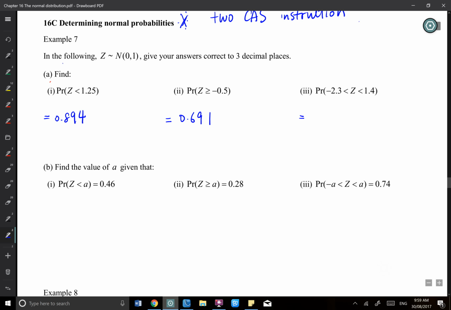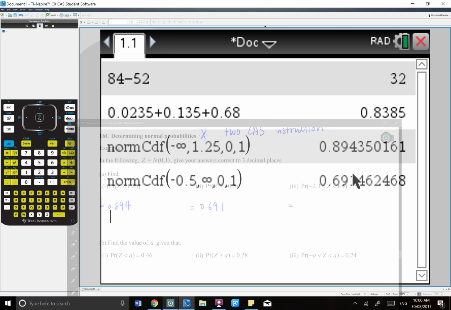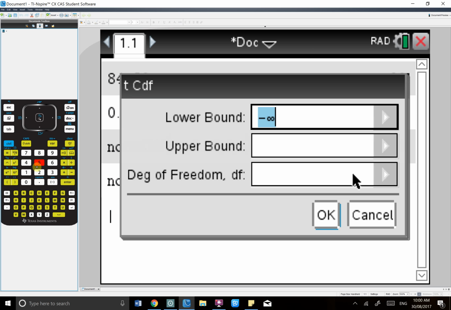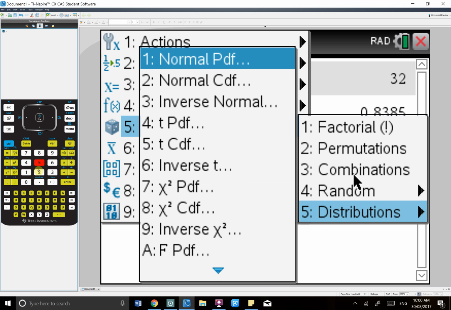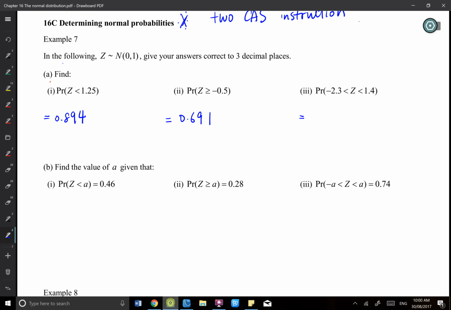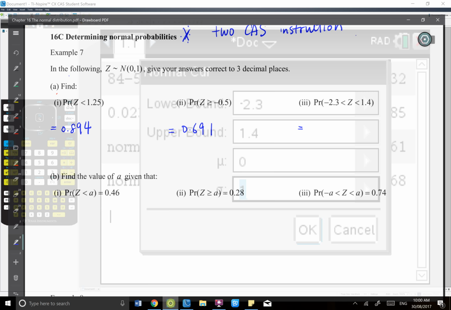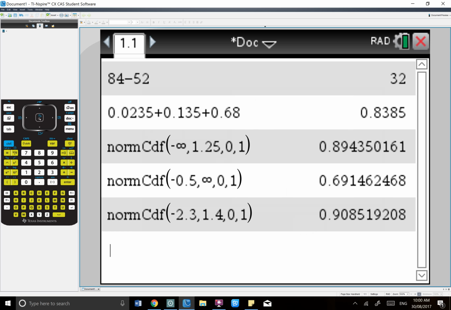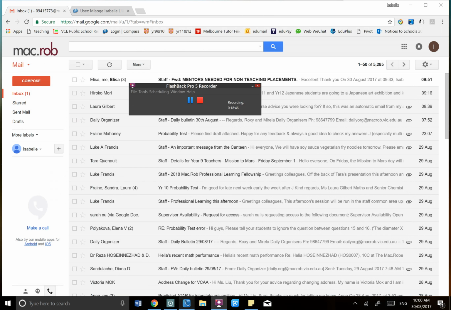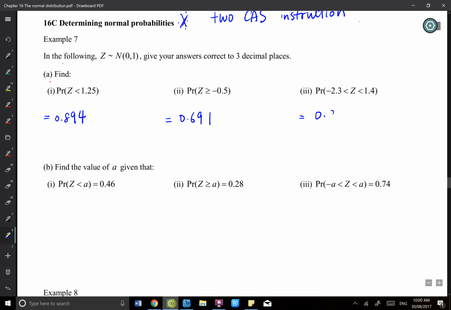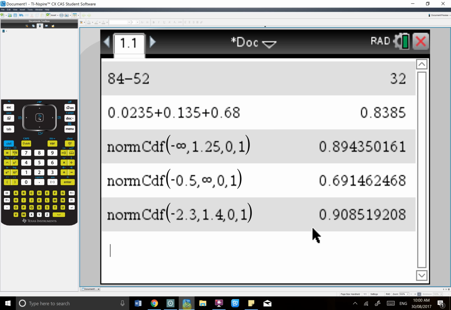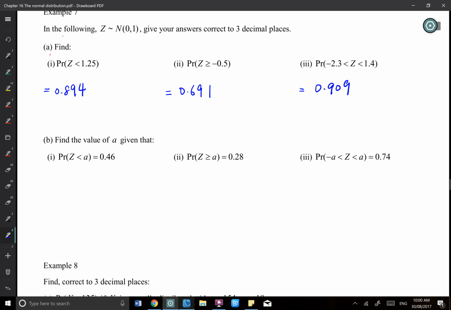And I want between negative 2.3 and 1.4. Negative 2.3, and then 1.4. Still Z normal. Press OK. 0.909. Alright, that's the first type.